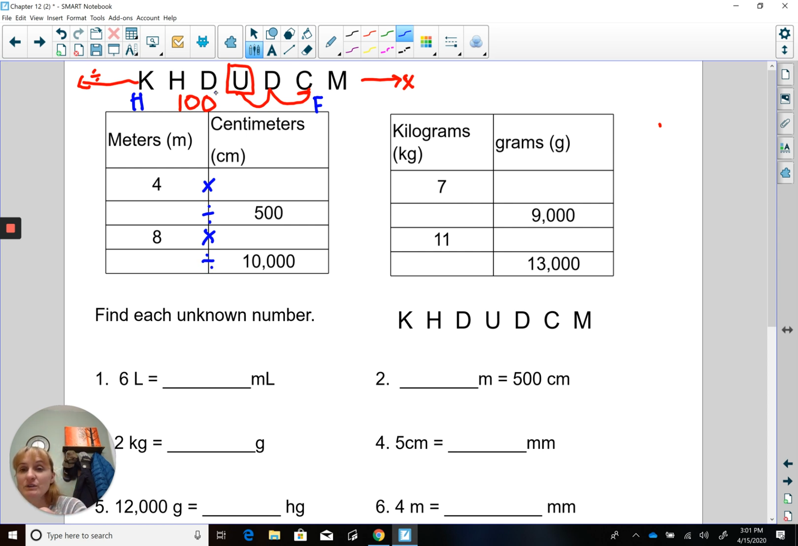Now this time we are looking at 100. So 100 times 4 gives us 400. Let's do just the multiplication first. 8 times 100 is 800. Now, let's look at the division.